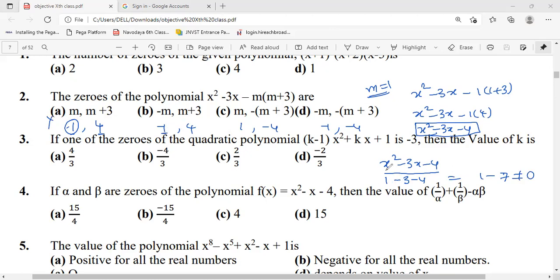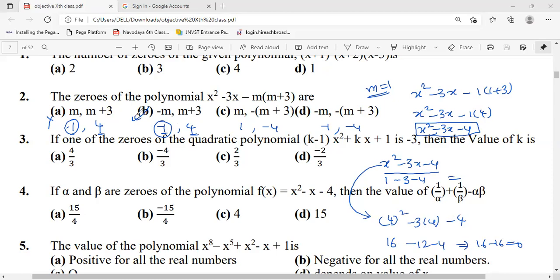Here minus 1. Minus 1 means minus 1 whole square minus 3 of minus 1 minus 4. That means 1 plus 3 minus 4, that equals 0. So first option is valid. Second option also we will check, what it will come. If it comes 0, so they're saying x is equal to 4 here means 4 square minus 3 of 4 minus 4. 4 square is 16, and this is minus 12 and minus 4. That is 16 minus 16, 0. So this is our option. B is our option. Simple.